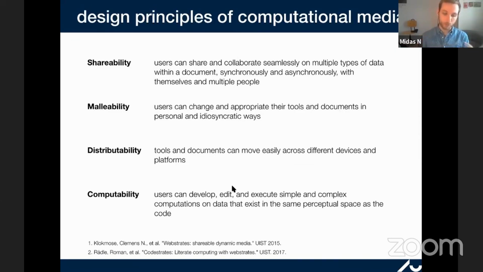And this is the exploration we did around a couple of different design principles for this type of computational media. And this is based on previous work that was done in the research group here around these 4 principles. So shareability, which refers to the ability to share and collaborate with other people across different time zones, synchronously, asynchronously, multiple people. Then you have malleability, referring to being able to change and appropriate the tools as you're using them. Distributability, that you can effortlessly move between different devices across device interactions. And computability, so you can execute and write and edit code in the environment and see it together with the data, right? That it's in the same perceptual space.